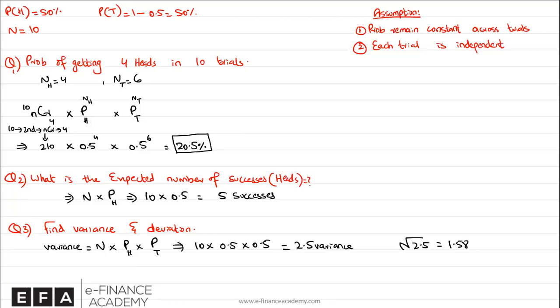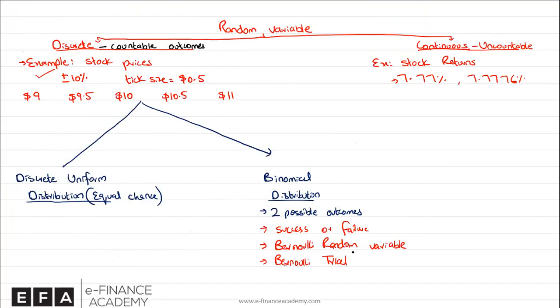So related to binomial distribution, you could expect 4 types of questions. Number 1, you should be able to calculate, as we saw here, the probability of getting 4 heads out of 10 trials. You should be able to calculate the expected number of successes or heads. You should be able to get the variance and deviation. You should know the assumptions well. You should know what a Bernoulli trial and a Bernoulli random variable mean.